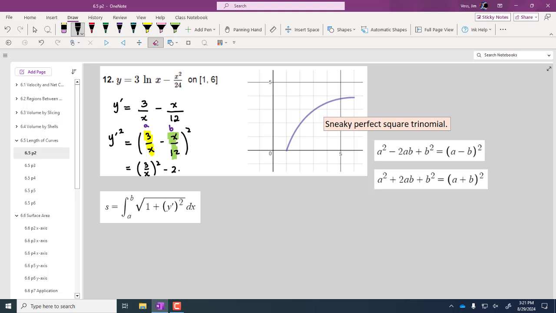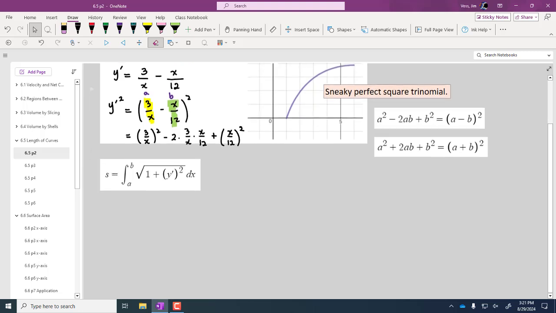So we have 2 multiplied by a times b. So a is 3 over x. b is x over 12. And then plus b squared. Okay, so that's written super generally. We didn't simplify each step as we went. So a minus b squared is a squared minus 2ab plus b squared. All right?